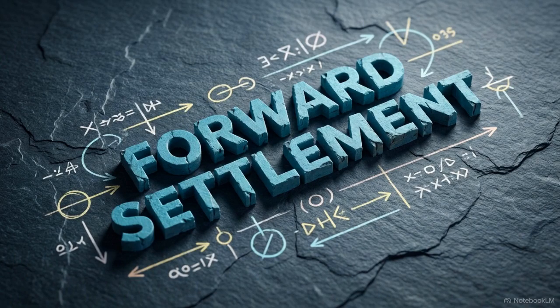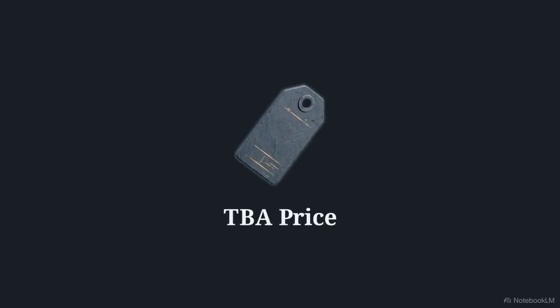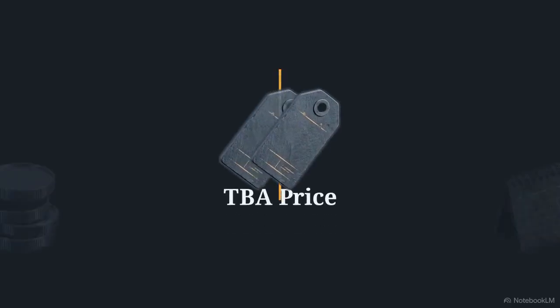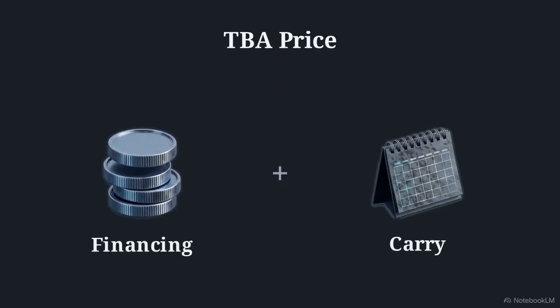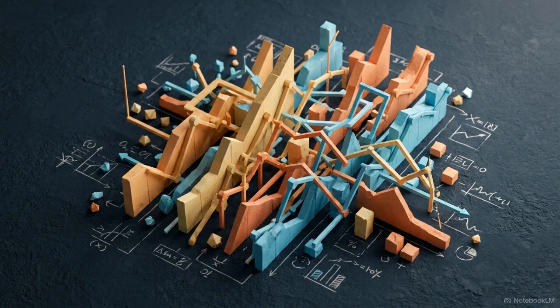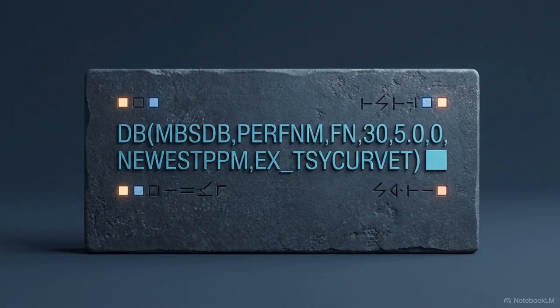That structural difference introduces an immediate point of friction. Every TBA price inherently embeds both future financing costs and scheduled carry. Because of this, isolating the true performance of the underlying mortgage pool is a highly complex problem. To strip out that noise and calculate precise returns, institutional practitioners rely on the JP Morgan Data Query Terminal.